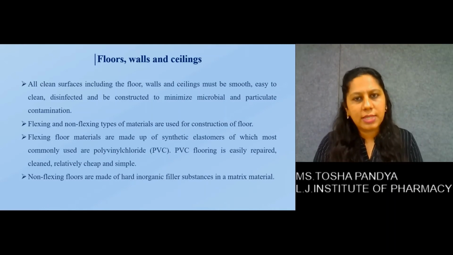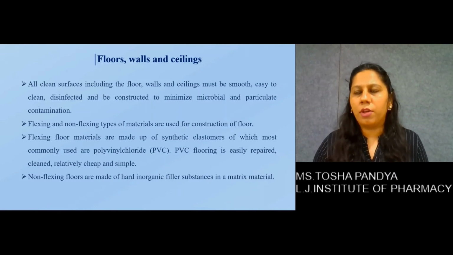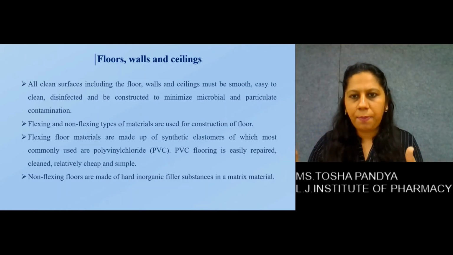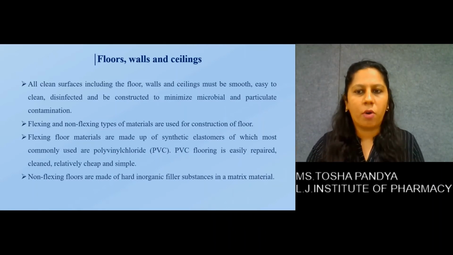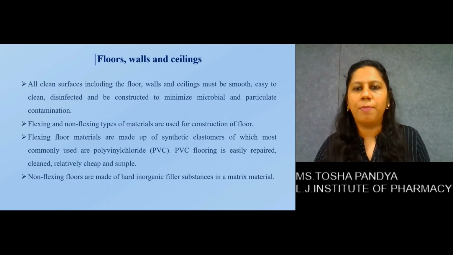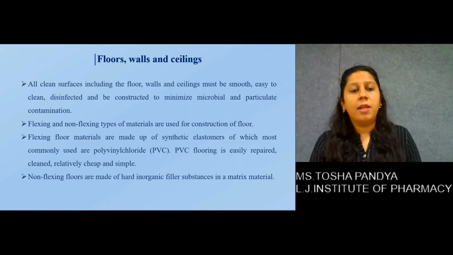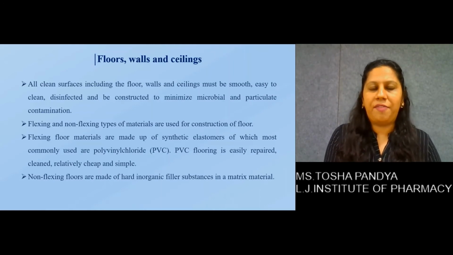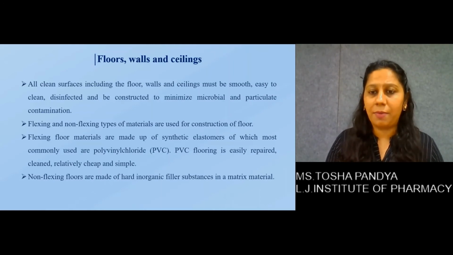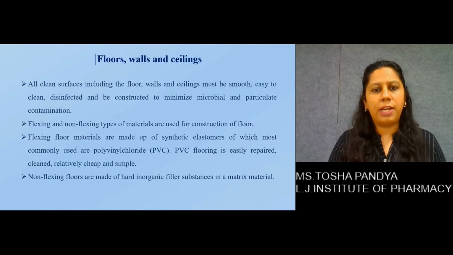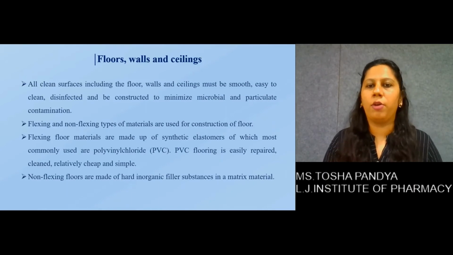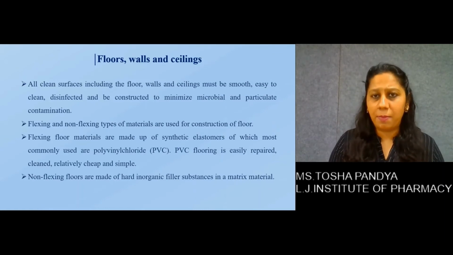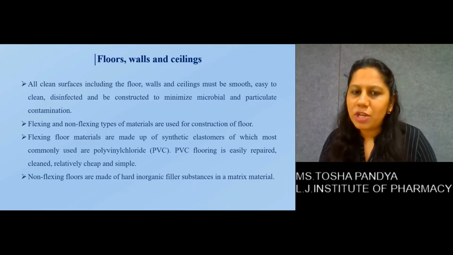So normally you will see in the aseptic area that the corners of the walls are rounded. They do not have this sharp construction. You have the rounded corners to prevent contamination by the microbes and the dust particles. The flexing and the non-flexing types of materials are used for the construction of the floor. The flexing floor materials are made up of synthetic elastomers, of which the most commonly used is PVC, that is polyvinyl chloride. The PVC flooring is easily repaired. That is the advantage: it is easily repairable, cleaned, and it is relatively cheap and simple.